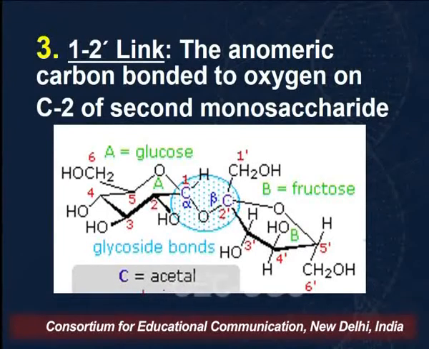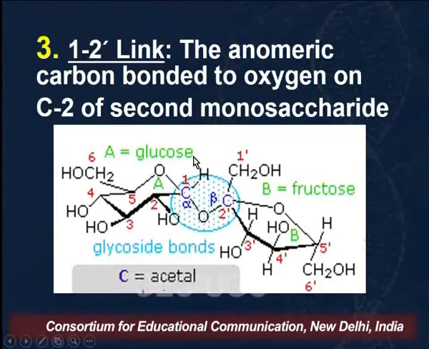In the 1,2 linkage, the anomeric carbon of the first monosaccharide residue is bonded to the oxygen on the C2 of the second monosaccharide. And the example of this case is that of sucrose. So what we find in the sucrose molecule is that the anomeric carbon, that is the first carbon of the glucose, is bonded to the second carbon of fructose through the oxide bond, that is through an ether linkage.